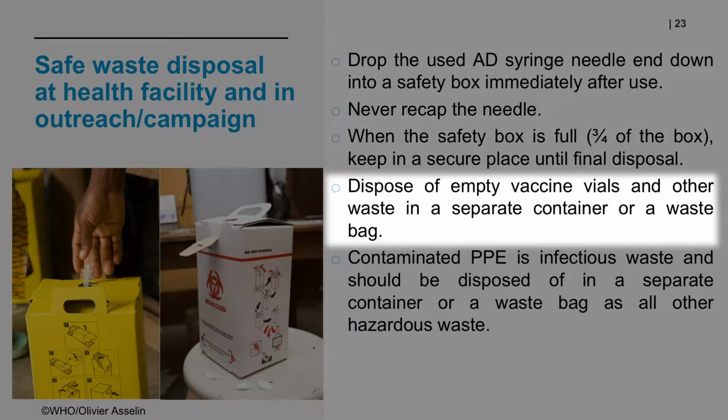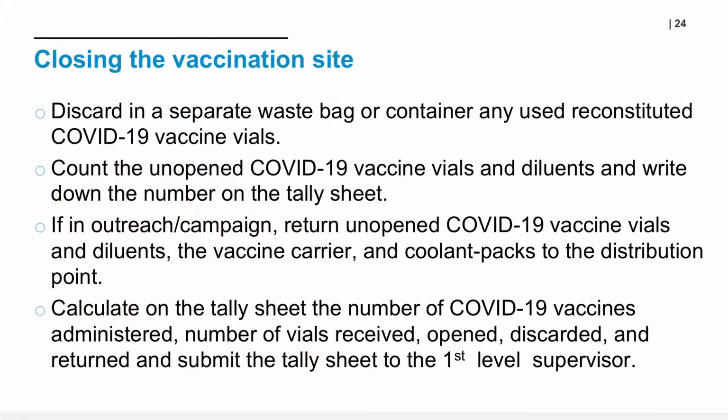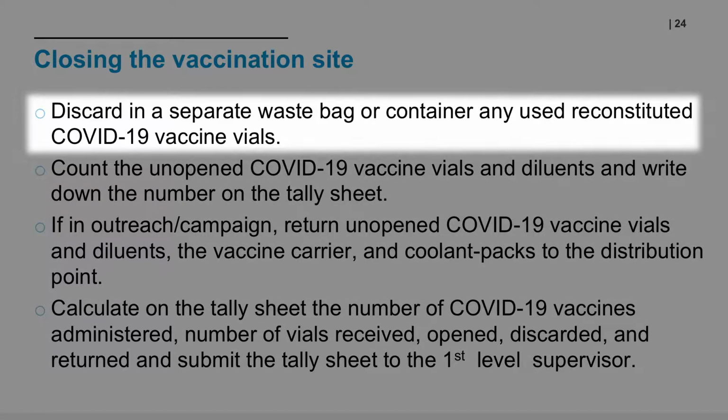Dispose of empty vaccine vials and other waste in a separate container or a waste bag. Contaminated PPE is infectious waste and should be disposed of in a separate container or a waste bag as all other hazardous waste. Closing the vaccination site is an integral part of holding a vaccination session and should be done properly. When closing this session, discard in a separate waste bag or container any used, reconstituted COVID-19 vaccine vials.